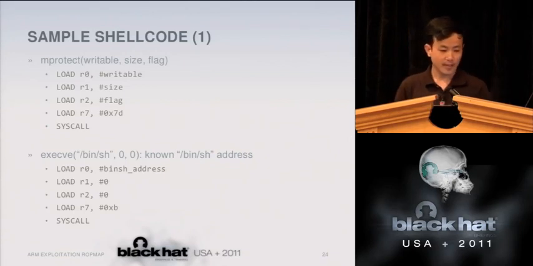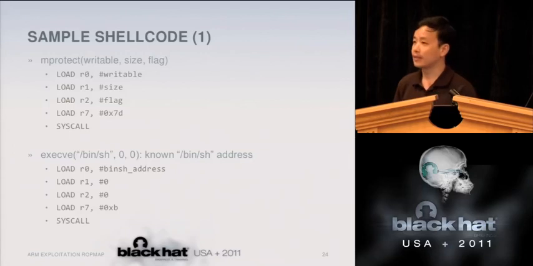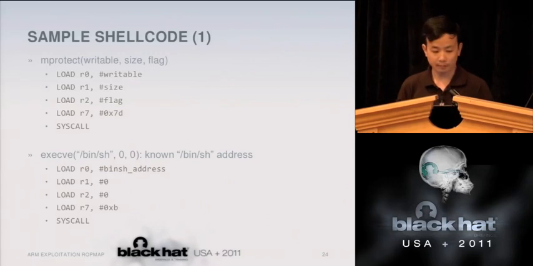Another example is execve /bin/sh 0 0. You just repeat that process. Load R0 with the first argument, R1 with the second argument, R2 with the third argument, and the syscall number goes to register 7. Then it's a syscall.